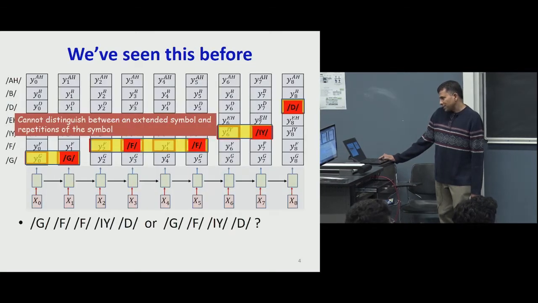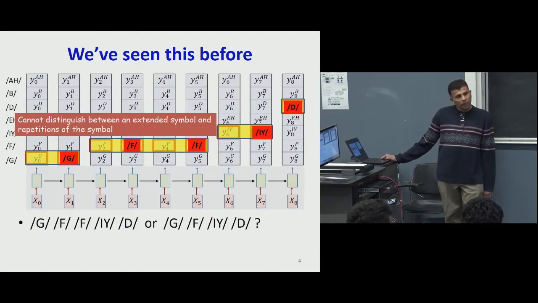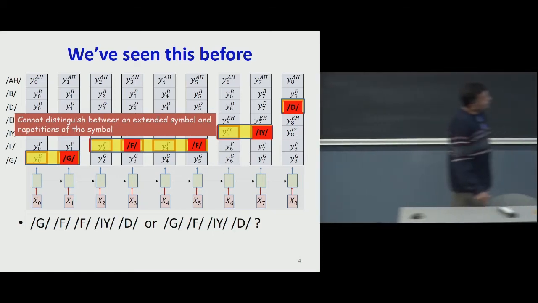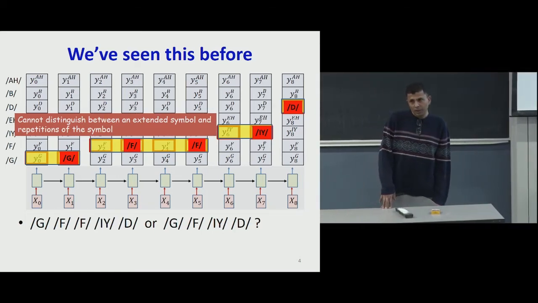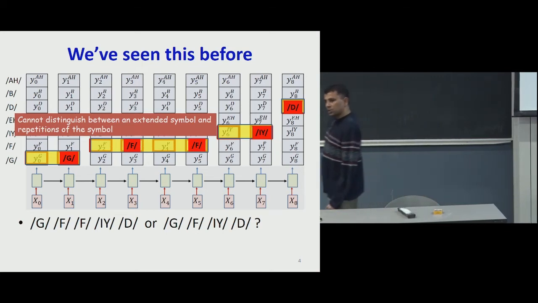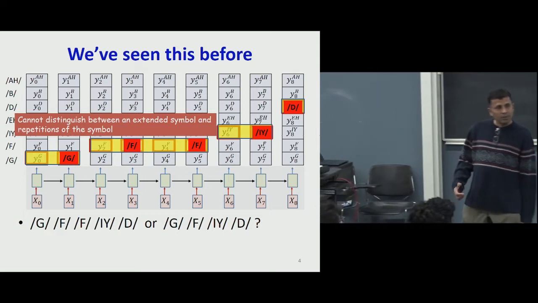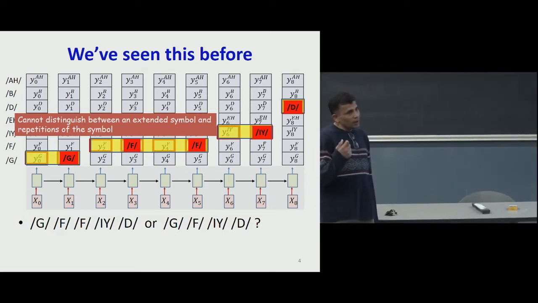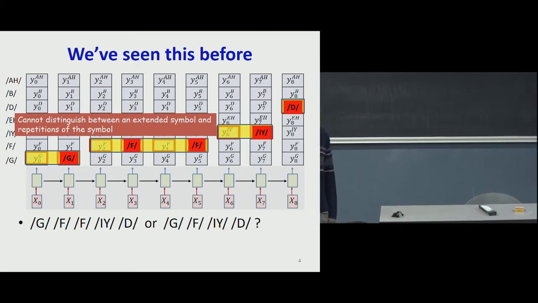We've seen this before, right? If I were to perform a greedy decode of this, then you have this sequence of four repetitions of a symbol in the middle, four repetitions of F. And you collapse that to 2 Fs, 3 Fs, 4 Fs, or is it just 1 F? How do you know? That information is missing.